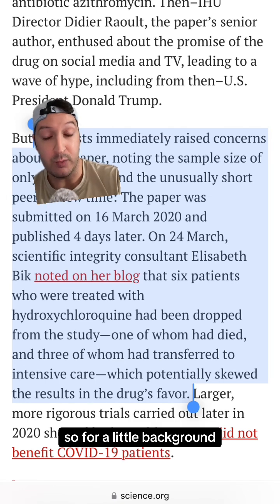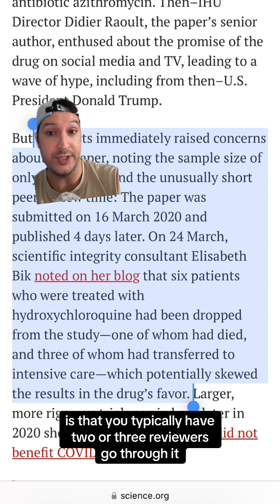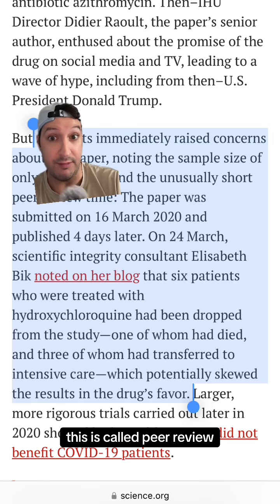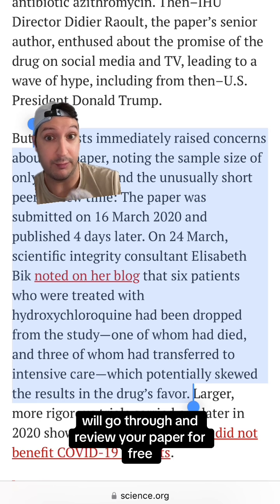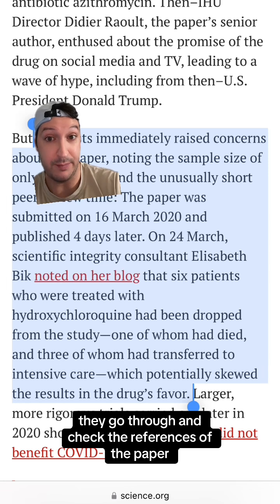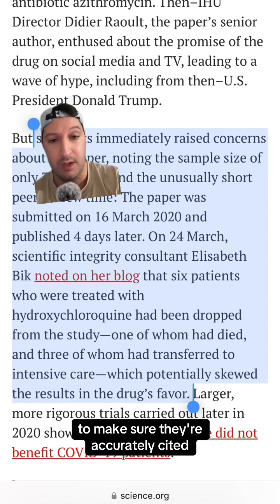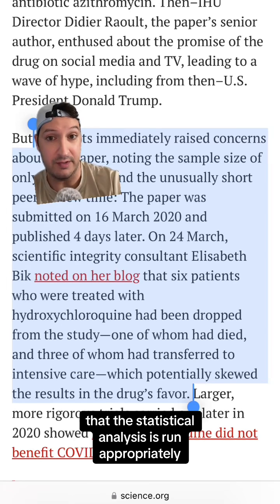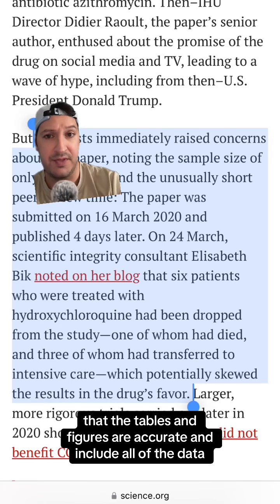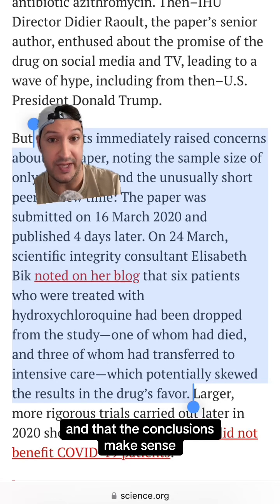So for a little background, what happens when you submit a paper is that you typically have 2 or 3 reviewers go through it. This is called peer review, when 2 random scientists that also submit to the journal will go through and review your paper for free. So in theory, they go through and check the references of the paper to make sure they're accurately cited. They make sure that the methodology of the paper is sound, that the statistical analysis is run appropriately, that the tables and figures are accurate and include all of the data, and that the conclusions make sense.